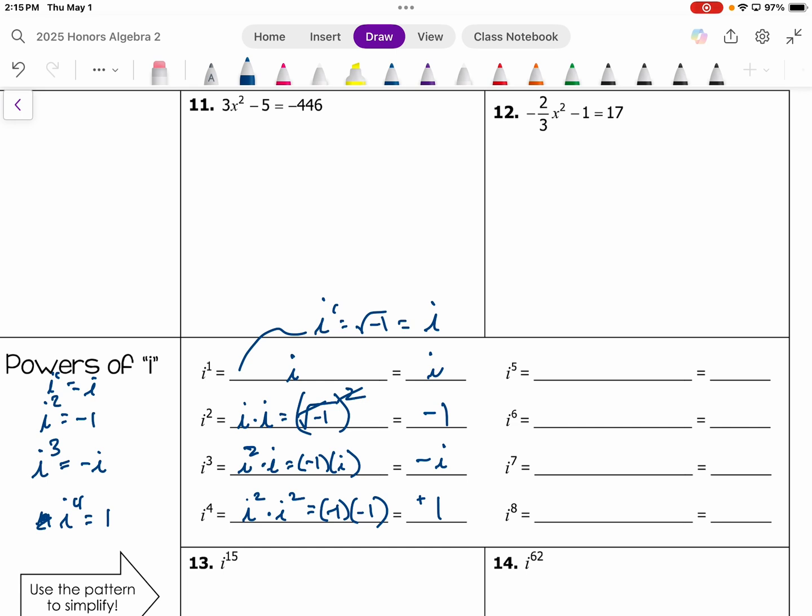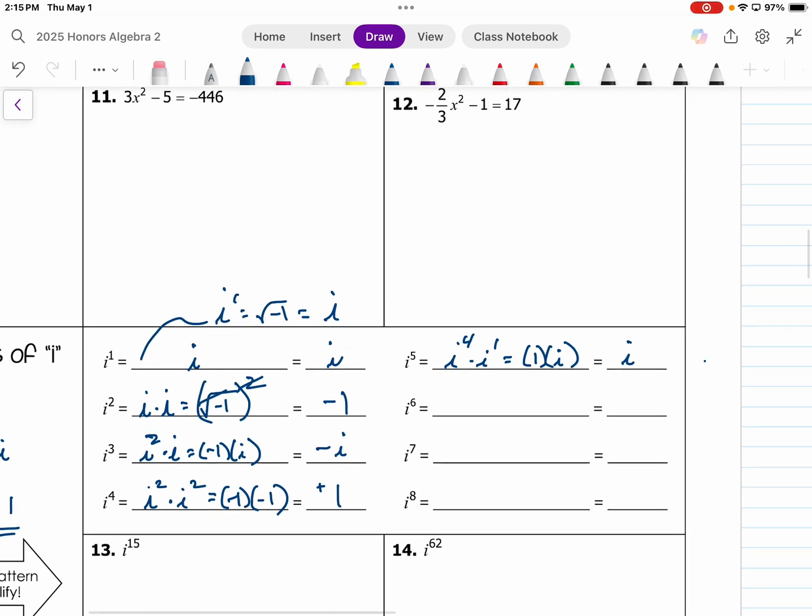Let's say i to the fifth power. All right, fair enough. Well, I could do that as i to the fourth times i to the first, because 4 plus 1 is 5. And we know what i to the fourth is. We said it's positive 1. So this is positive 1 times the letter i. So that means i to the fifth just simplifies down to be just i.